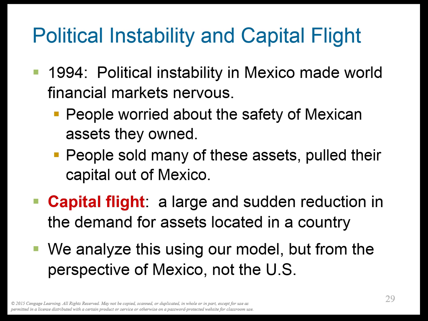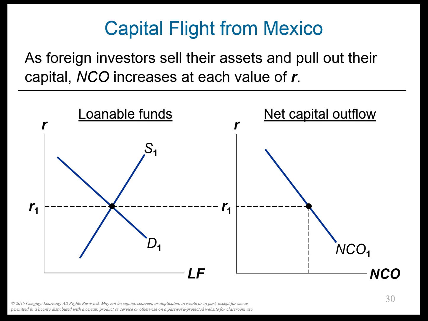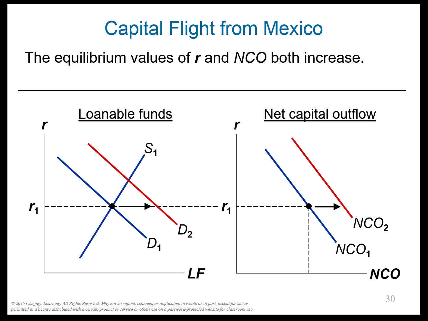All right, let's analyze this effect using the model. Okay, so what's going to happen? Well, as foreign investors pull their money out of Mexico, that's going to make net capital outflow increase first, right? And then the next step is it's going to increase the demand, because demand, don't forget, is investment plus NCO. So when NCO increases, then demand also increases, right? So we have a rise in the real interest rate, which then is a slight rise in net capital outflow. Remember, because the money is leaving Mexico.